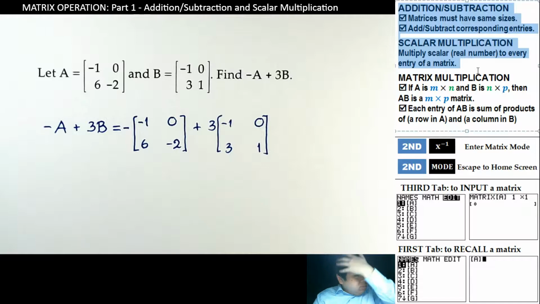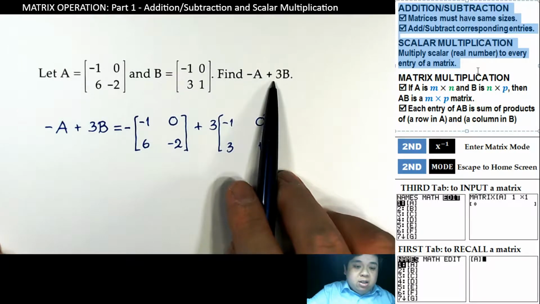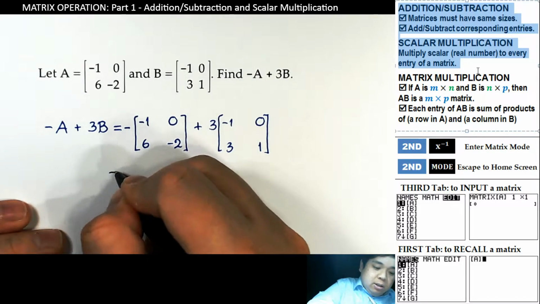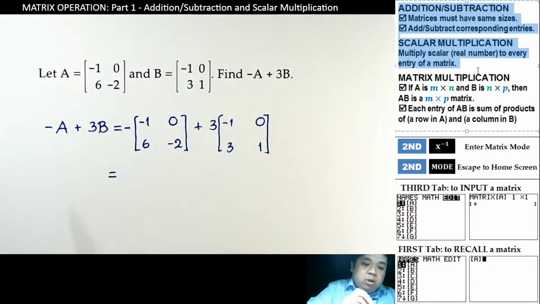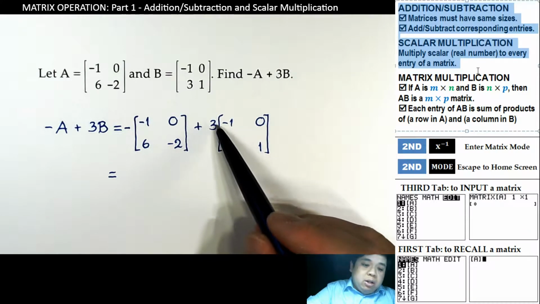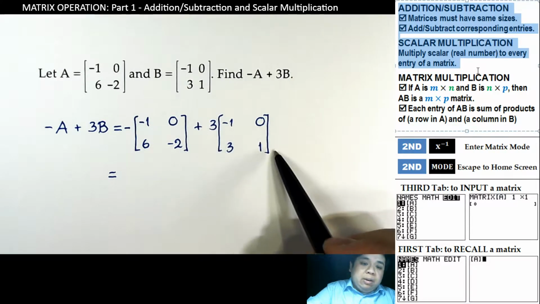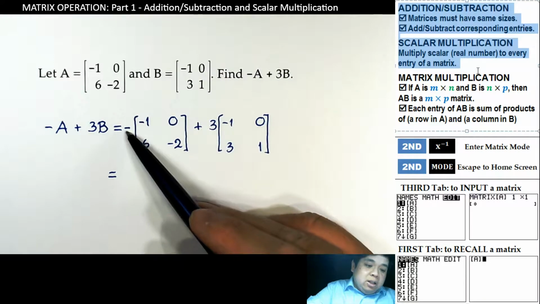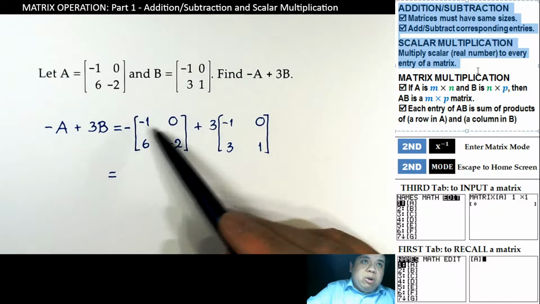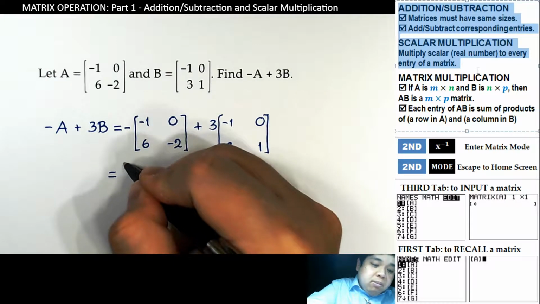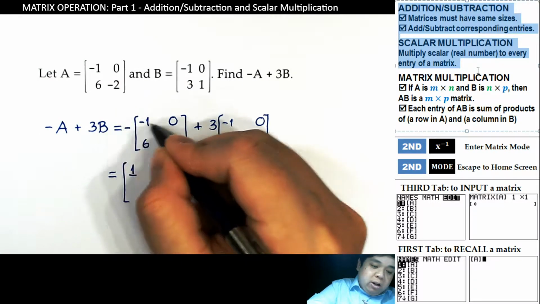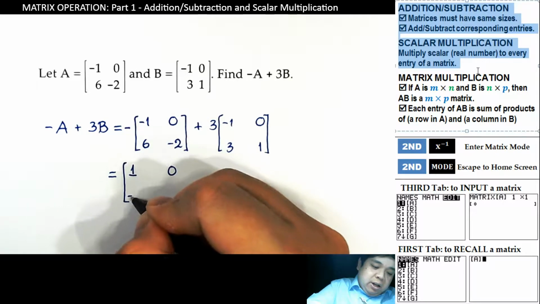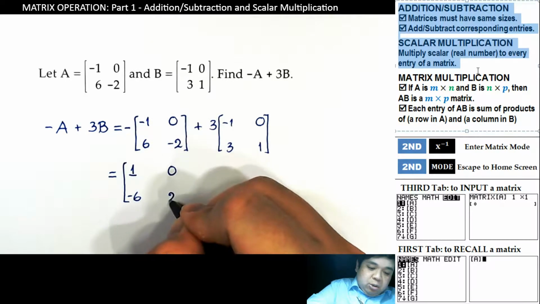It's just like with numbers, we always follow the order of operations. So we'll multiply first and then add or subtract. We have a negative here, we can distribute it to every entry as well. When we multiply a number by a matrix, we take that number and multiply it to every entry inside. The same thing for the negative, distributed to every entry inside. So negative 1 turns into positive 1, 0 is still 0, negative 6 turns into a positive 6, and that 2 turns into a negative 2.